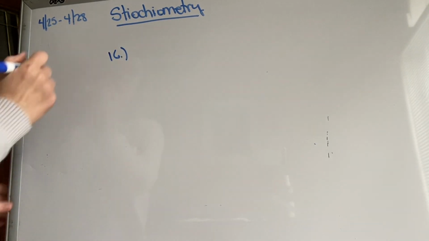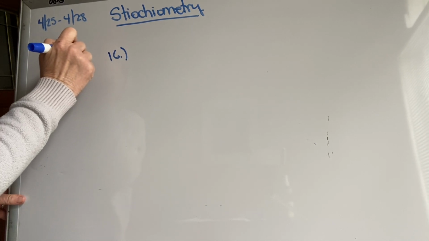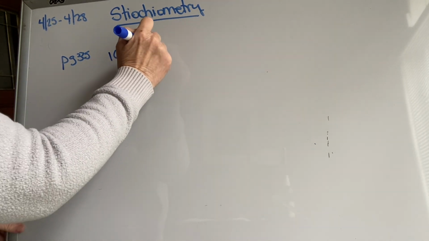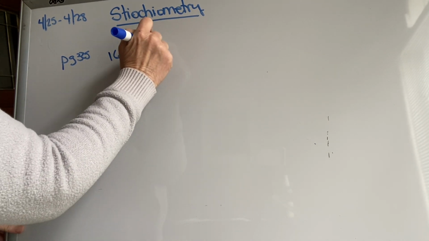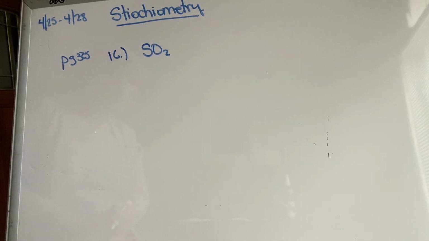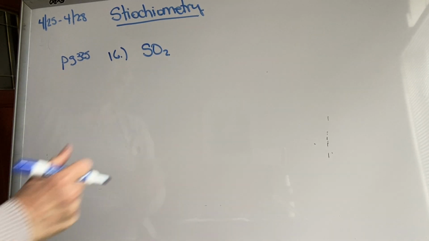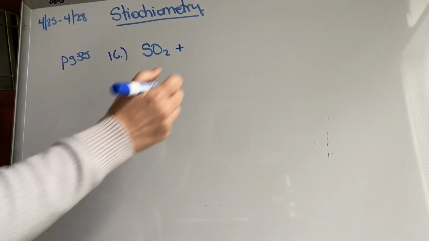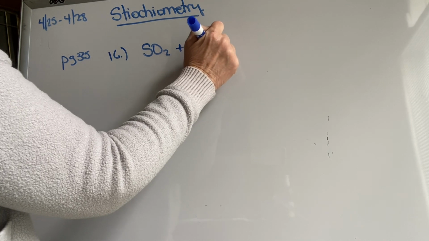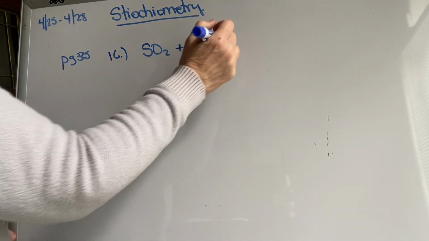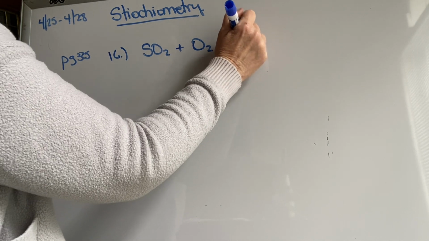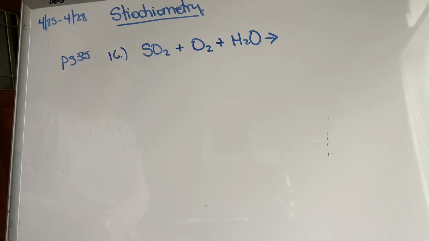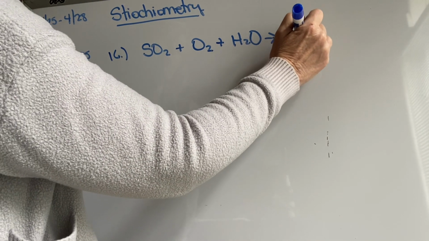So again, we're on page 325, and I'm looking at number 16. When you write your chemical equation from your word equation, it says that we have sulfur dioxide and we have oxygen gas. You have to remember that oxygen's diatomic, so when you write that, it should look like that. And it says we have water, and that's going to form sulfuric acid. And it gives you the formula for sulfuric acid. It's H2SO4.